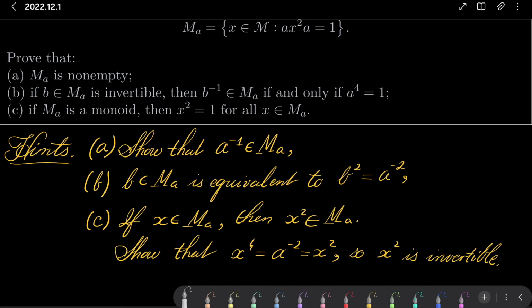And for part C, notice that since our set M sub A is a monoid, then if x is in M sub A, then x squared is in M sub A, and show that x to the fourth power equals A to the minus second power, which equals x squared as well. So x squared is invertible, invert it, and you will get the result which you want. So give this problem a try, and I will see you in just a minute.